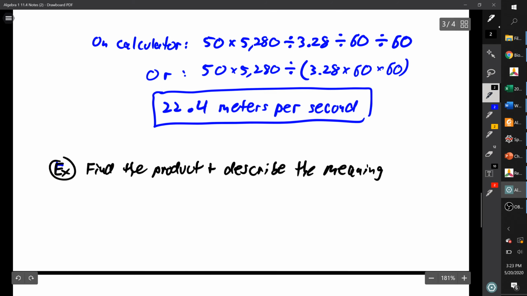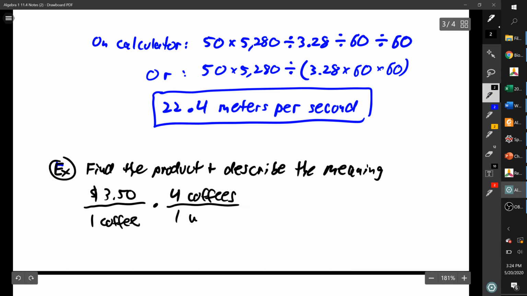And here's what we have: $3.50 per one coffee, times 4 coffees per 1 week, times 52 weeks in every 1 year.